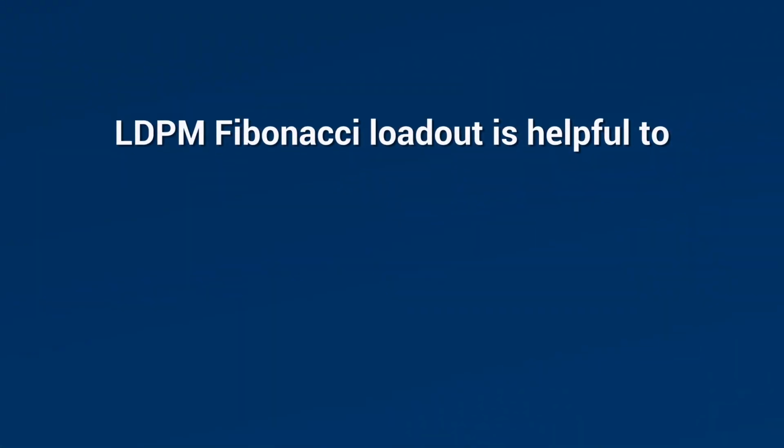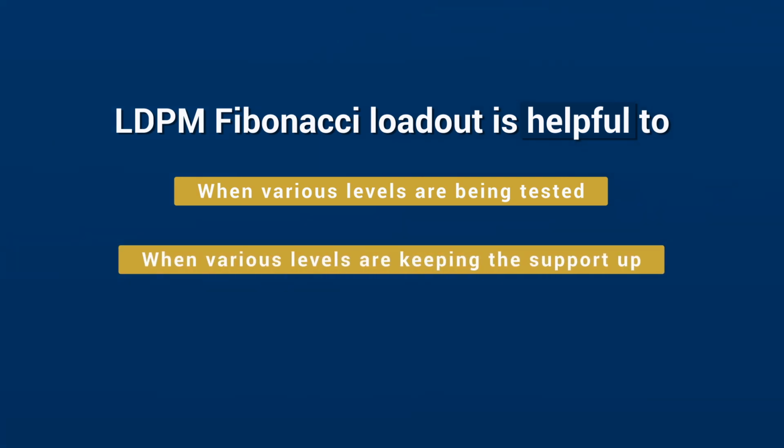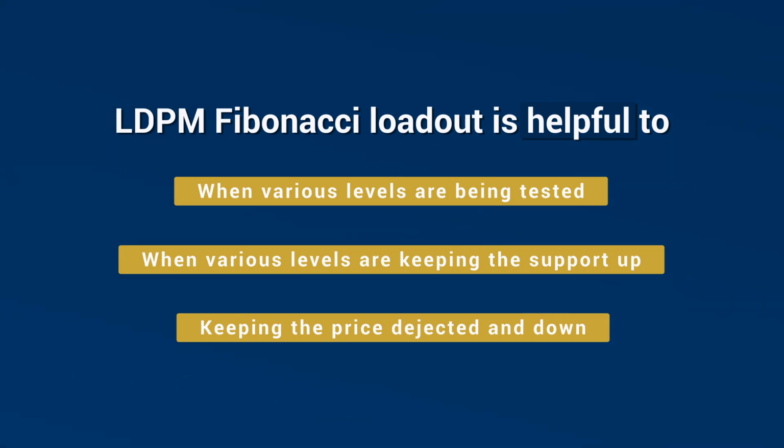It kind of helps you know that the view that you're getting with this particular asset or on this time frame is the same in terms of the construction that you would get on a different time frame or even on a different stock. So the LDPM Fibonacci loadout is definitely one of my favorites. It can be helpful to see when various levels are being tested or when various levels are keeping the support up or even keeping the price rejected and down. What does that mean mathematically?